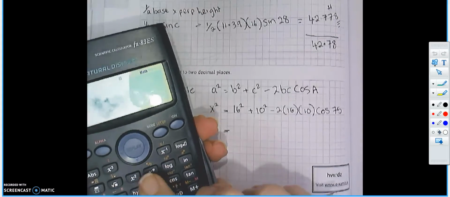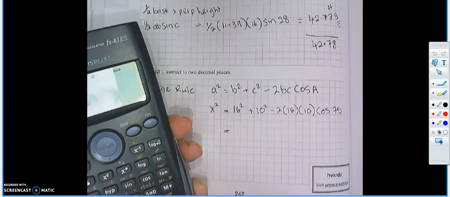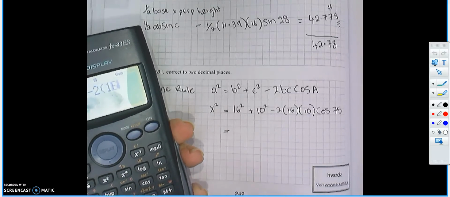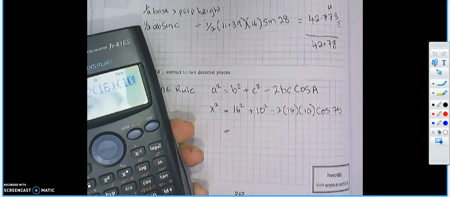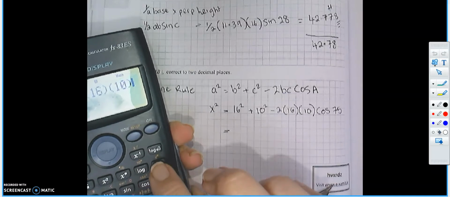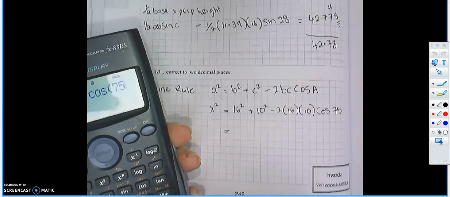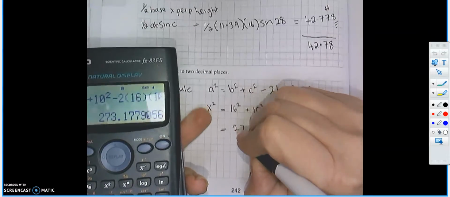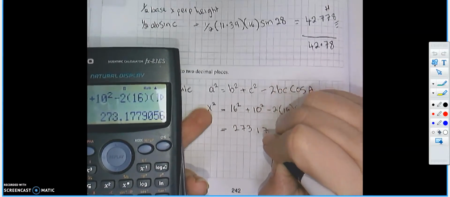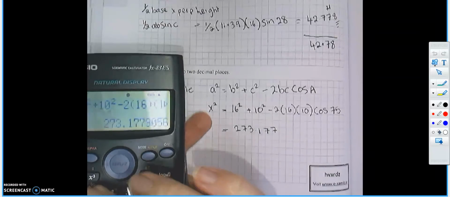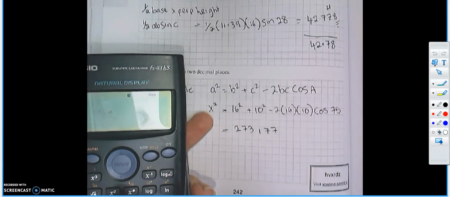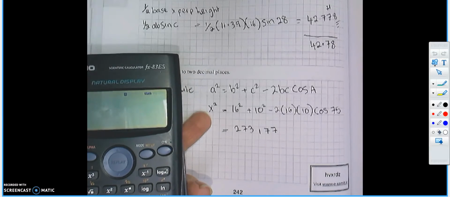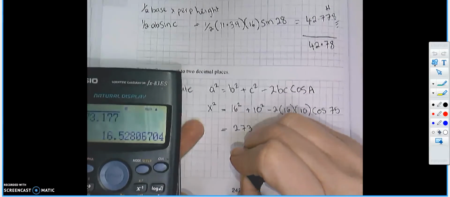So 16 squared plus 10 squared minus 2 bracket 16 bracket 10 cos 75 close bracket equals a grand total of 273.177, and then I want the square root of it. The square root of 273.177 gives me 16.528.